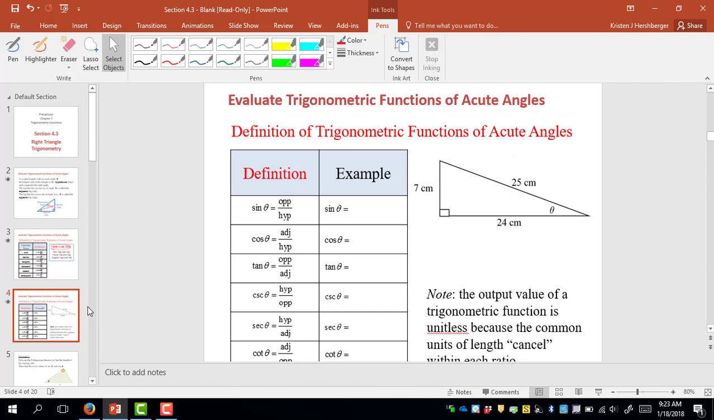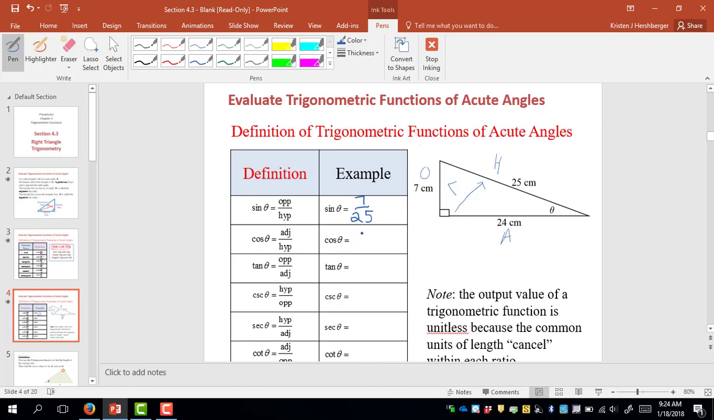Here's an example. We're given this triangle with legs 7 and 24 centimeters and a hypotenuse of 25 centimeters. So we're going to start by labeling. So here's our angle. Across from the given angle is the opposite. Across from the right angle is the hypotenuse. And the remaining side, the one beside the angle, is the adjacent. So we've labeled that. And then sine is opposite over hypotenuse. So since our opposite is 7 and our hypotenuse is 25, sine is 7 over 25.